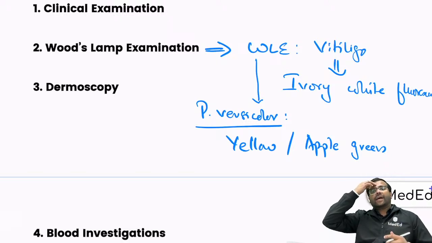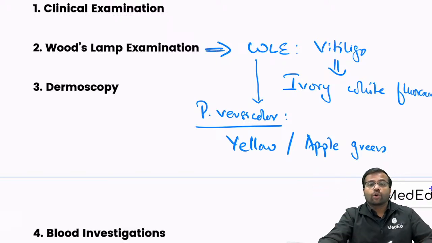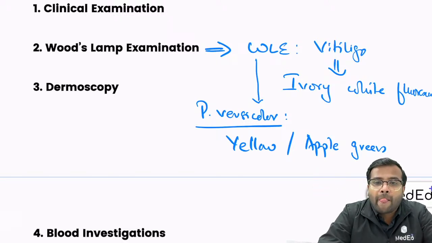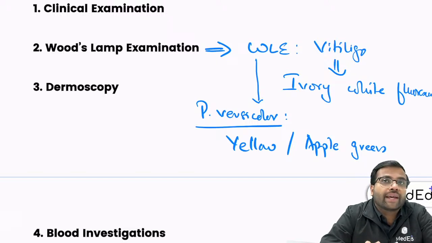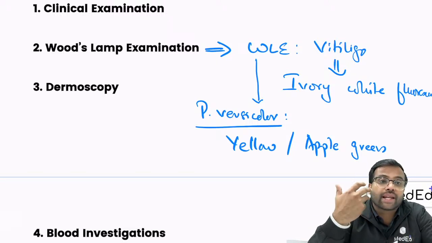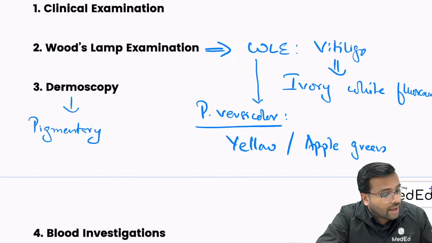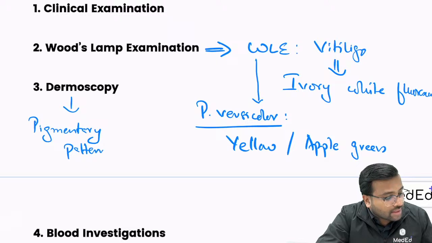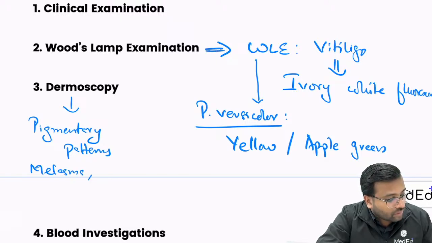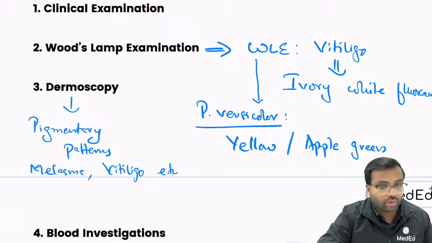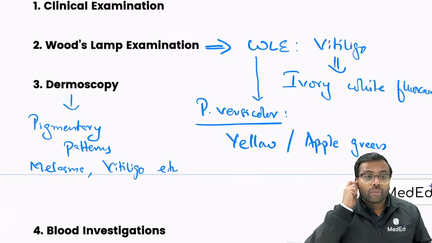And obviously, like in most of the diseases, we can also go for a dermoscopy, because when it comes to diseases like vitiligo, when it comes to diseases like melasma and all, there are pigmentary patterns. There are pigmentary patterns in diseases like melasma, vitiligo, etc. Clear? So that is how you are going to do it.